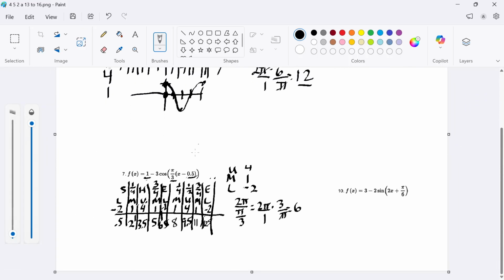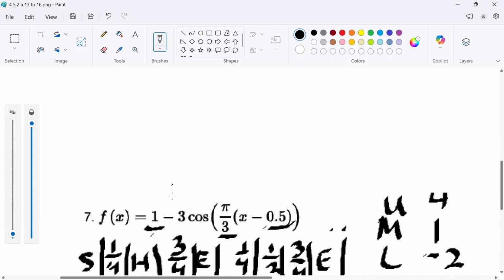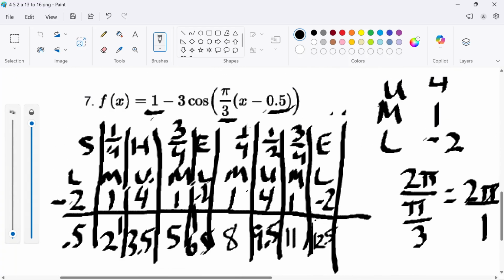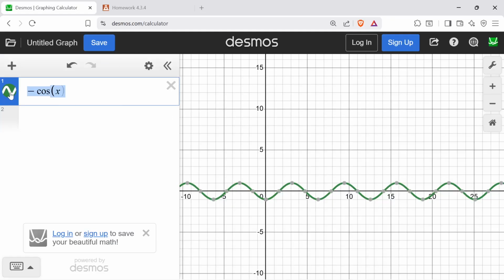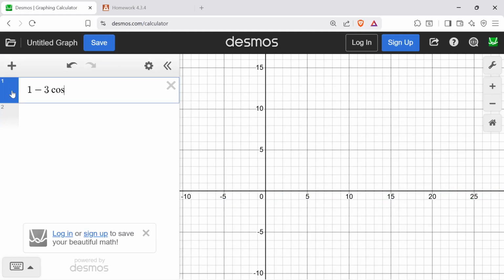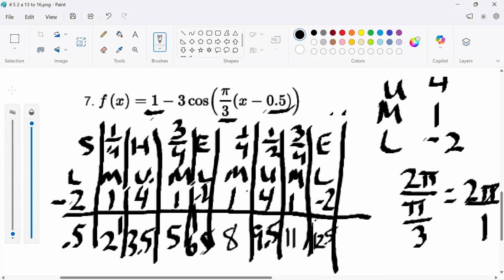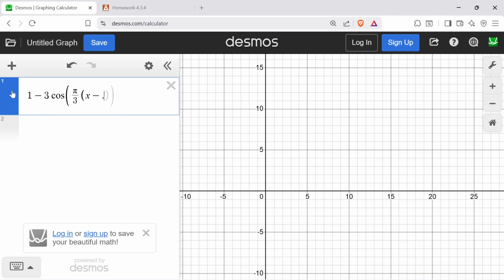And I will put the graph in Desmos just so I can make sure that this is right. So I'm going to put 1 minus 3 cosine, pi over 3 times x minus 0.5.